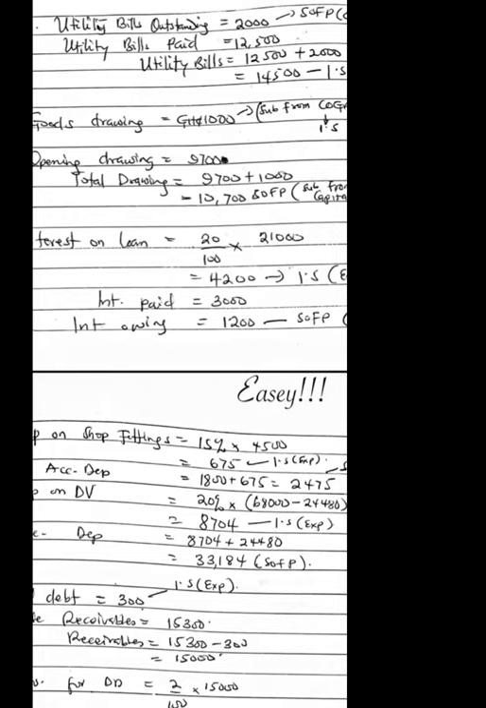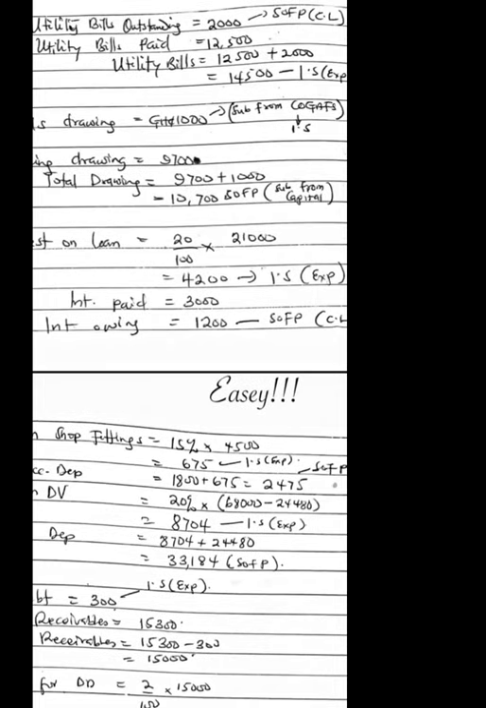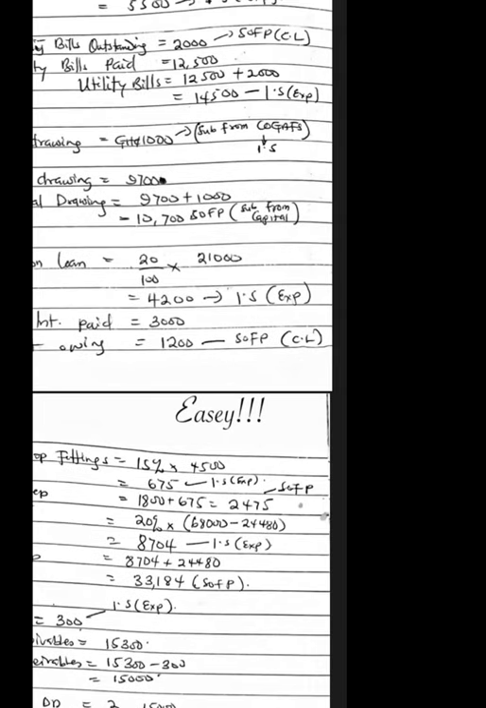And that gives us 2,475. So the 2,475 will be the figure for accumulated depreciation. And this figure will go to the statement of financial position to be subtracted from the cost of assets.